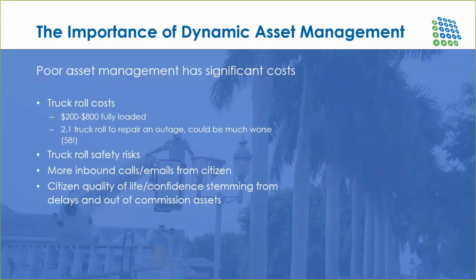And also, it's not typically just one truck roll for each issue. The industry standard, I guess, is that there's 2.1 truck rolls to repair an outage. And that could be very variable. So that's just an average. But we've heard stories of as many as 58 truck rolls to fix one potential problem. Think about intermittent problems, hard to detect, and you keep sending people out there to look at it. So those costs can be quite significant.